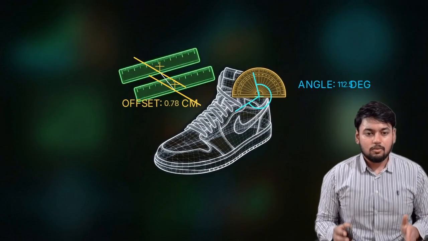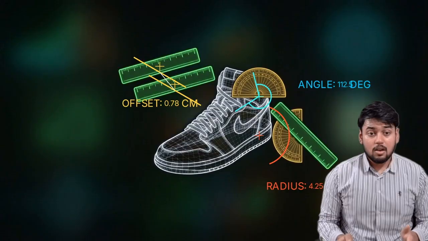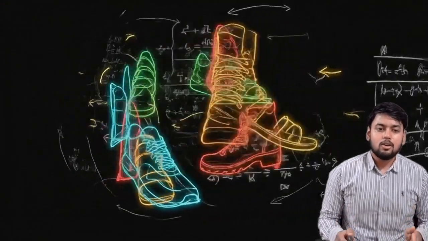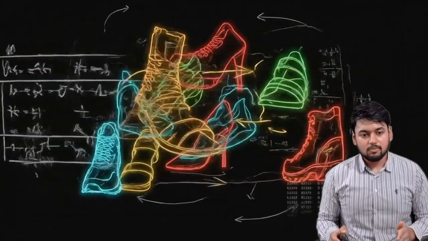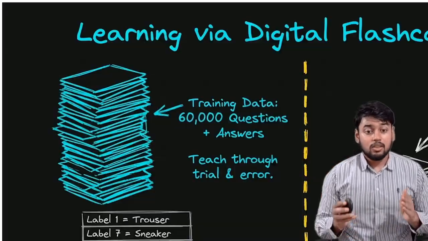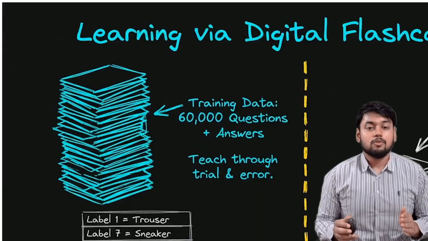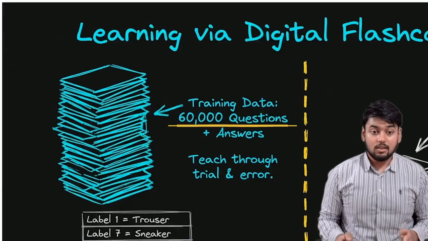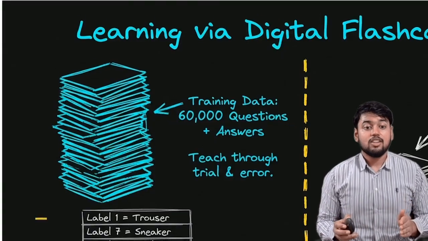To teach a machine, we use digital flashcards. We take that pixel grid and unroll it into a single vertical line of 784 individual data points. We then show the network 60 thousand of these examples. Here is the secret. We don't give it answers to everything. We hold back a quiz, the validation data.